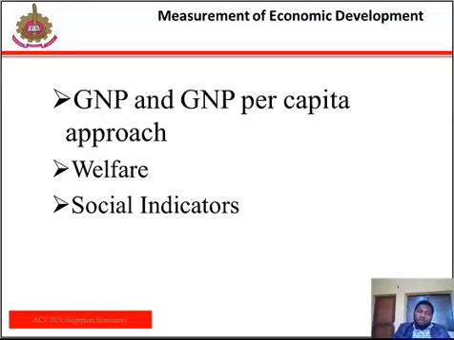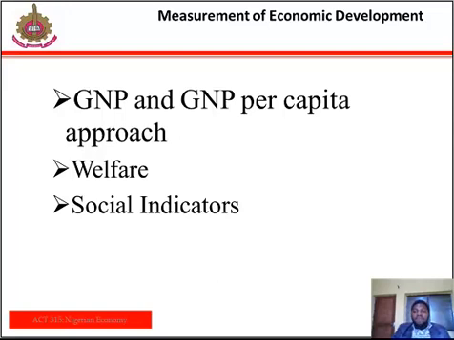The first is the gross national product and the gross national product per capita approach. The second one is welfare, and the third one is the social indicator. The GNP is at times called the income approach because it measures productivity and income of people over a period of time. The GNP approach measures real national income over a period of time. It considers the changes in the country's total output of final products and services in real terms. It believes that when people are making more money and producing more, then the economy is developing.